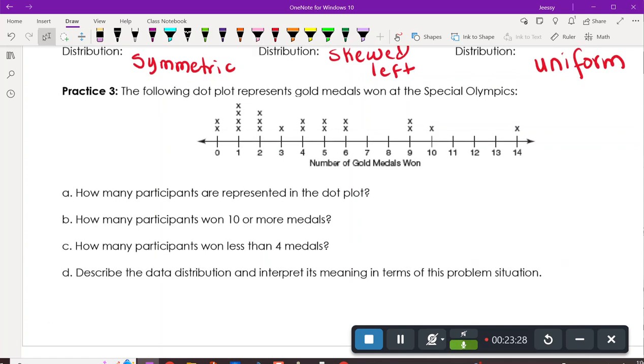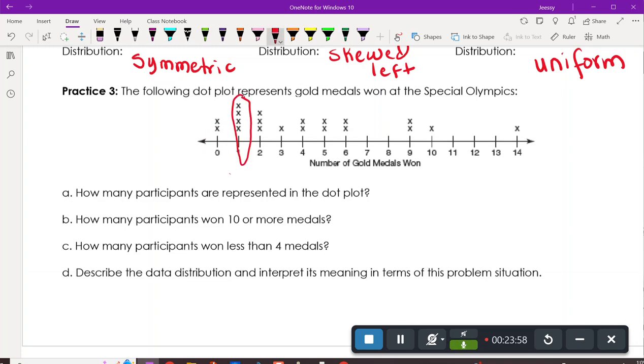All right, this dot diagram gives you the following. The dot plot represents gold medals won at the Special Olympics. Number of gold medals won. What does this mean right here? What does that mean, none? Be more specific. How many? 2 people got no medals. Are we clear? That's what that means.